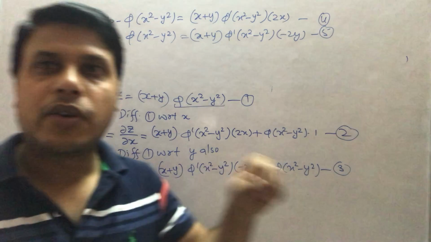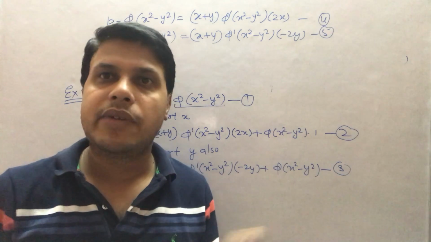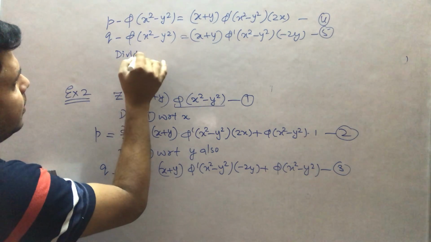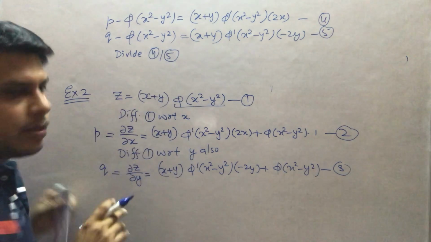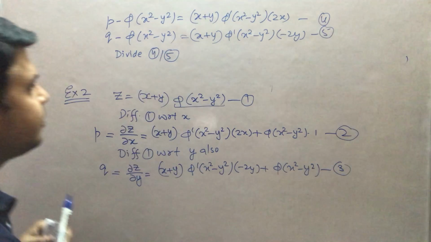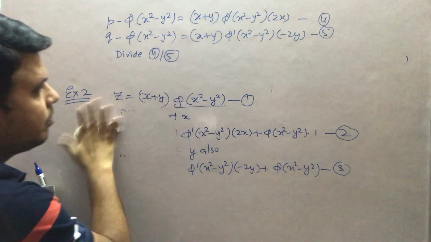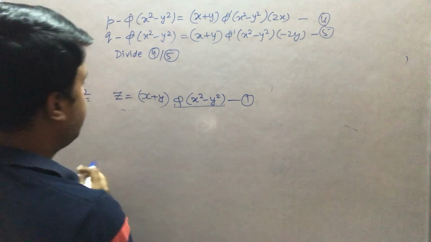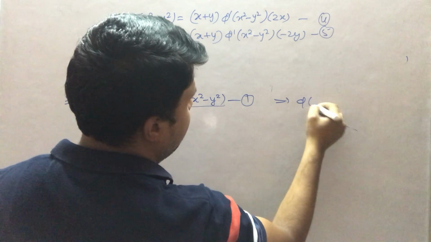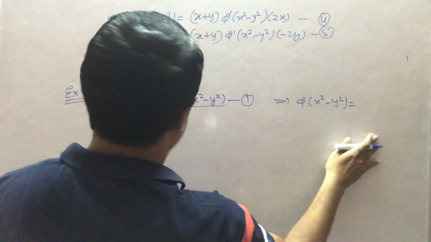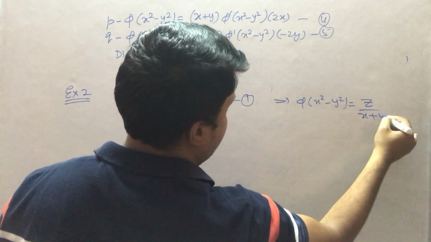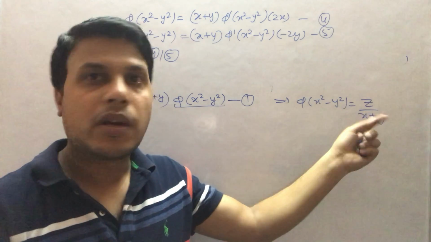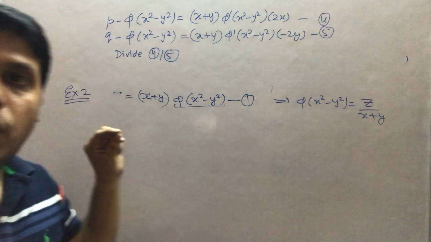We have another equation, equation number 4 and 5. We have actually rearranged the terms. Now we are going to divide equation 4 by 5. So actually the value of phi of x square minus y square will be equal to z upon x plus y from the original equation also.